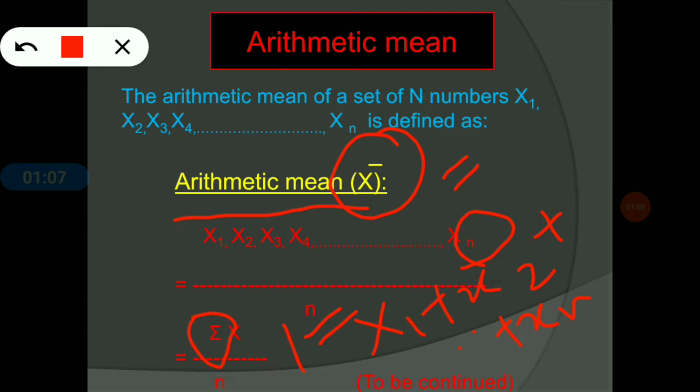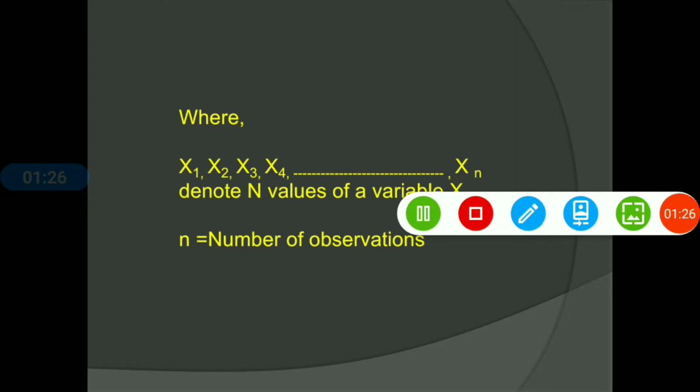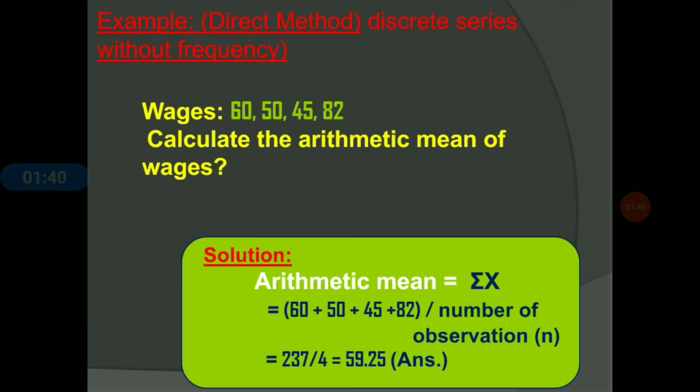So the basic formula of the arithmetic mean is x bar equals summation x by n. Clear? Now move on to the next slide where we can see the basic notations, that is x1, x2, x3, x4, which denote the n values of a variable x, and n is the number of observations. We have already told that thing. Now move on to the new slide, which I think is the example slide.